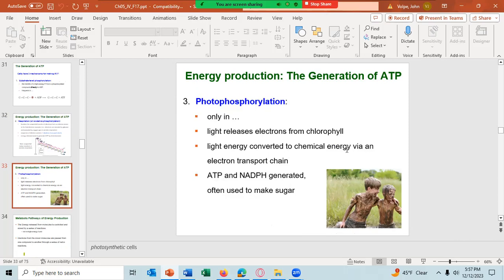In making ATP in photosynthesis, oftentimes that ATP is used up to make the glucose. So when we're talking about non-cyclic photosynthesis, the ATP is made, but it's used up to make glucose. In non-cyclic photosynthesis, in photophosphorylation, you change light energy directly into making ATP.